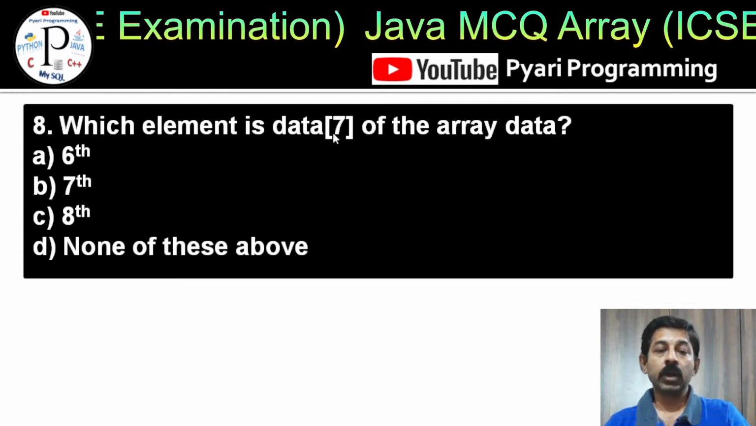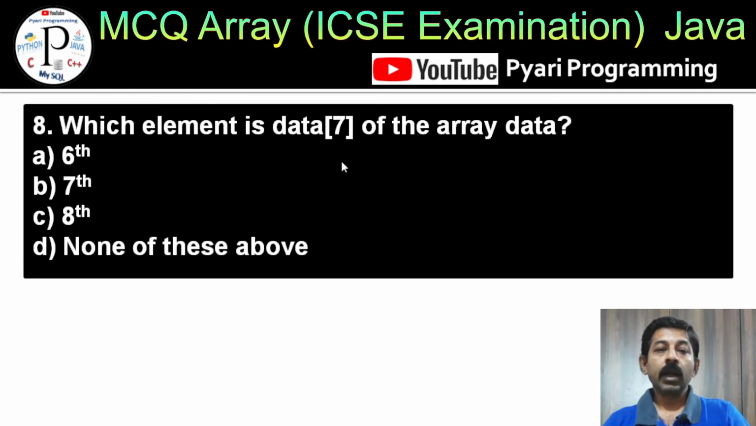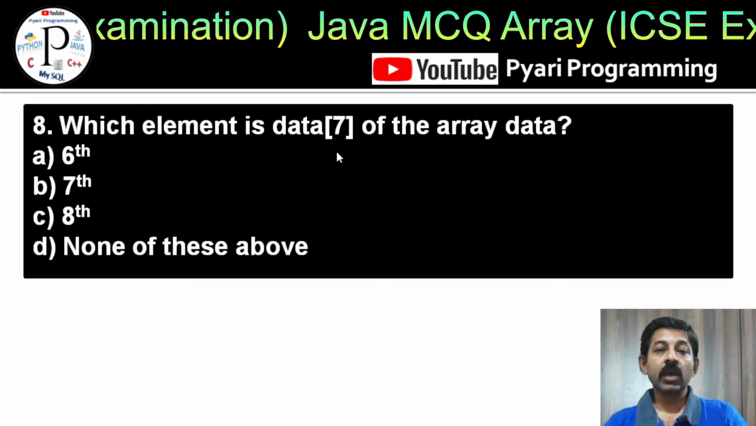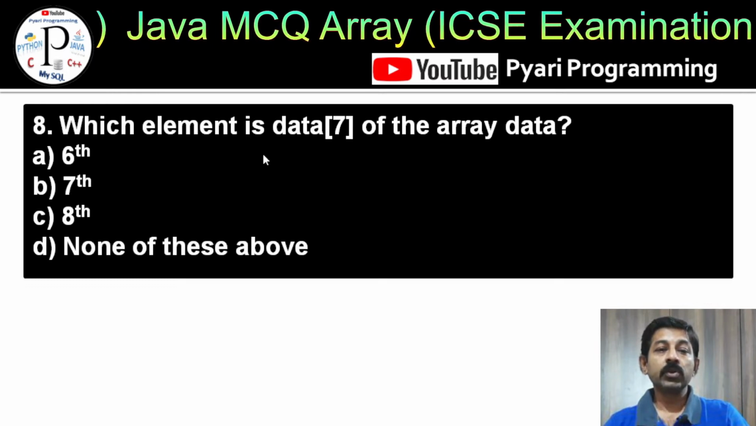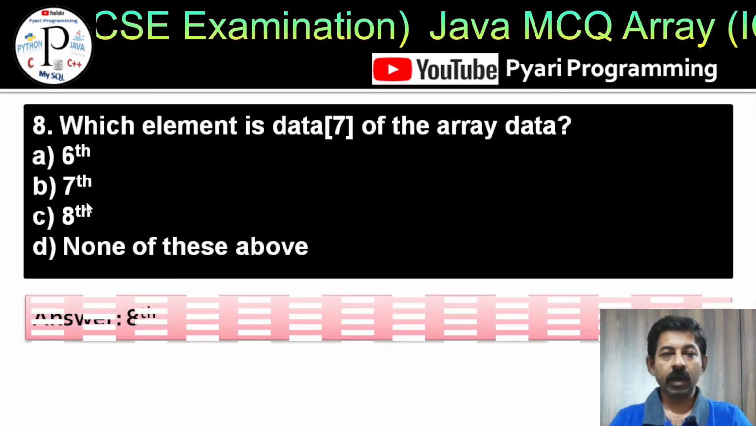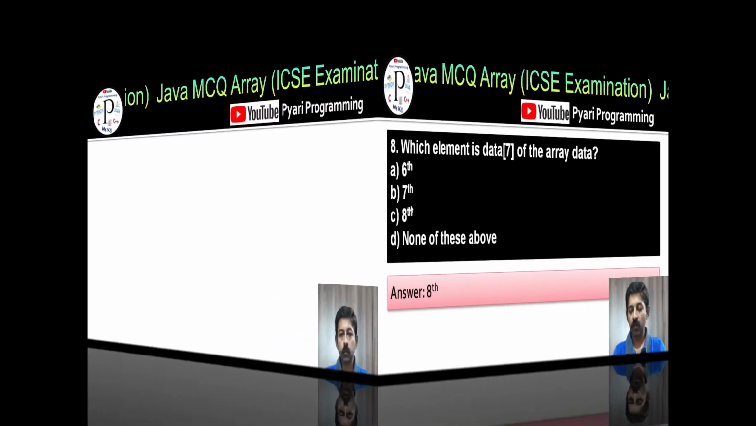7th index position. So at 0 we have the first element, at 1 we have the second element. In the same way, if you have the 7th index position, obviously it will have the 8th element. So our correct answer is the 8th element. Very good. Let's go for the next one.